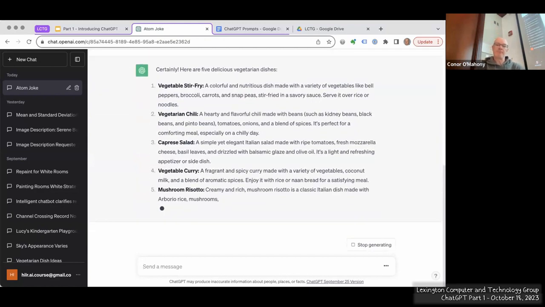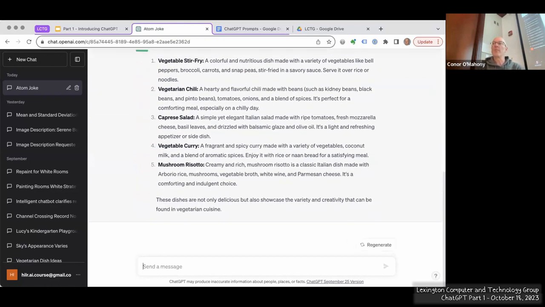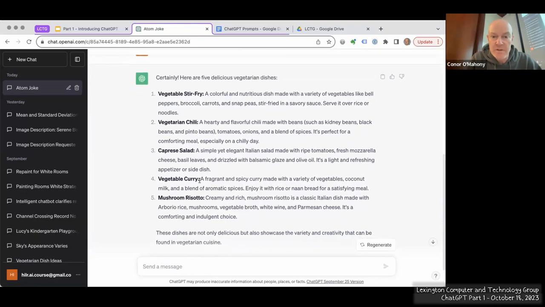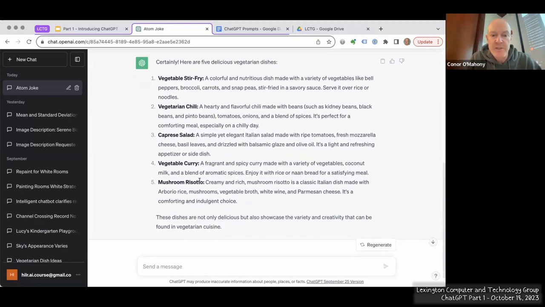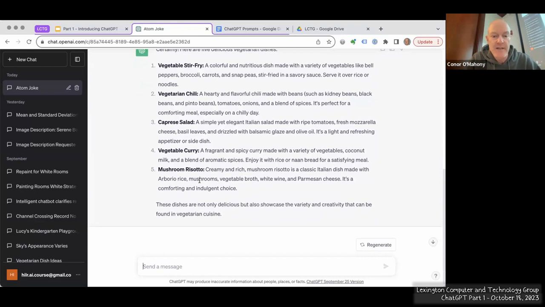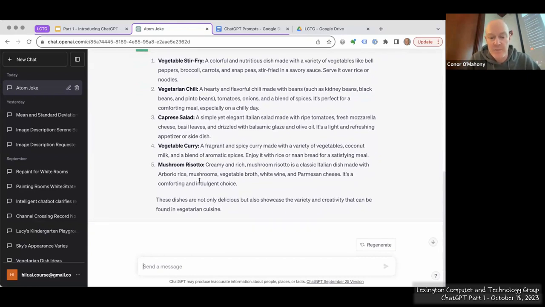It's using a pretty significant corpus of information that it's gathered, and it's basically creating this list from scratch. When we get into the training, you'll appreciate the depth of knowledge that it accumulates as it gets trained. So it's given us a few dishes here. It's quite impressive. There's vegetable stir fry, vegetarian chili, caprese salad, vegetable curry, mushroom risotto, and a little bit of a description.